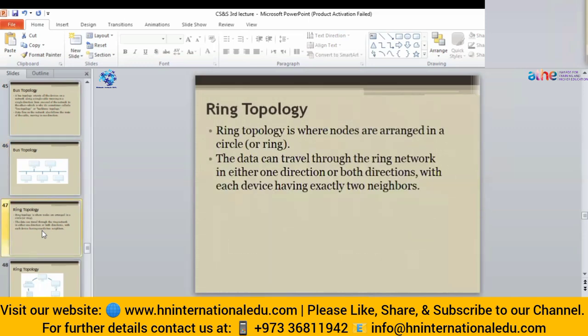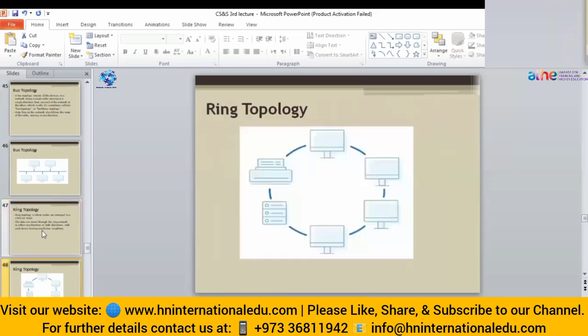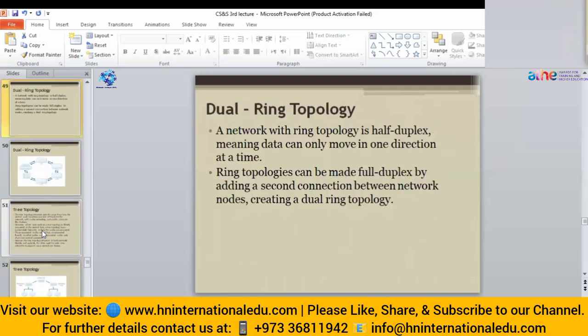Now the ring topology. Like a round circle, we are connecting the computers like a ring or a circle. So the data can travel in one direction only, or sometimes we can send the data in both directions, with each device having exactly two neighbors. So one computer will send the data to the next computer, and the next will send to the next, like passing a thing from one person to another person. So if one of the computers is not working, the whole network will be disturbed. So that is an example of the look of the ring topology.